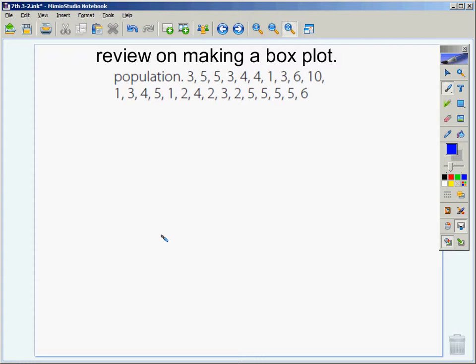From this list of numbers that are up here, we're going to talk about how, from a list of numbers, we can create a box plot. So, you should be writing by now.